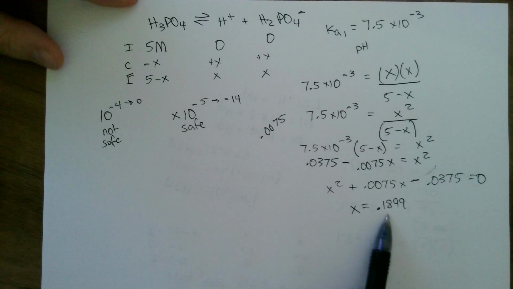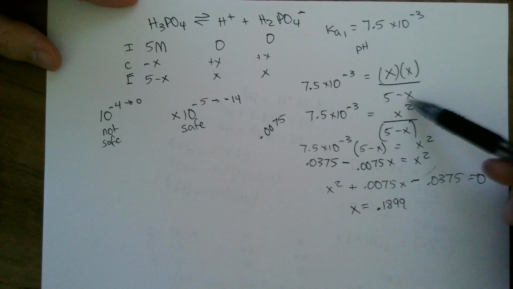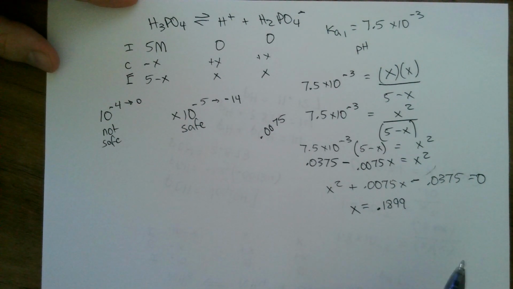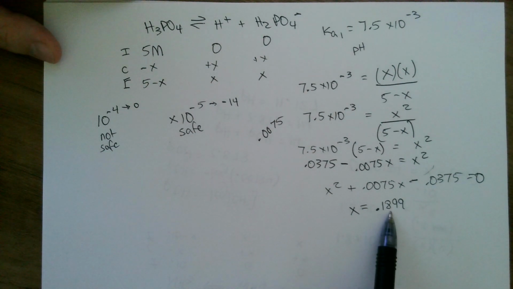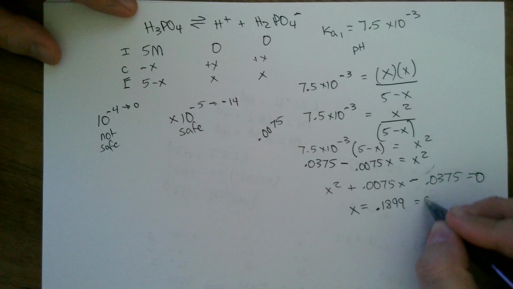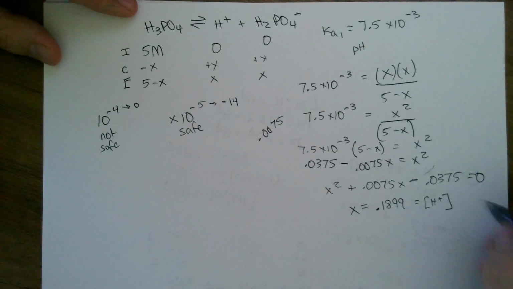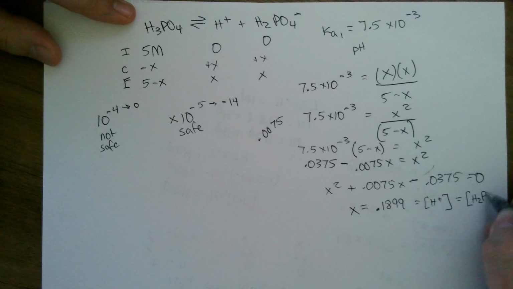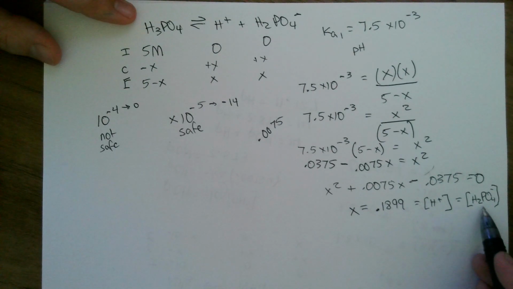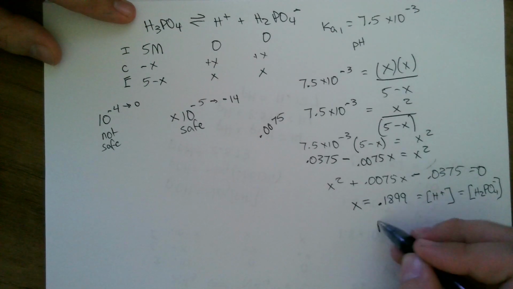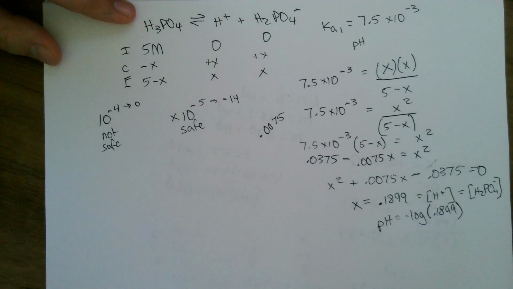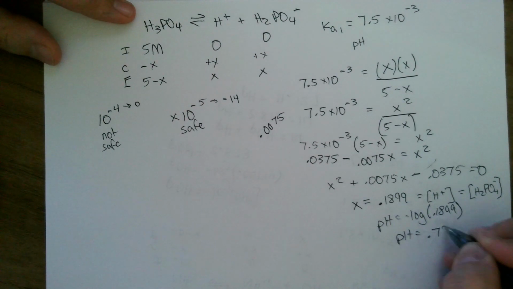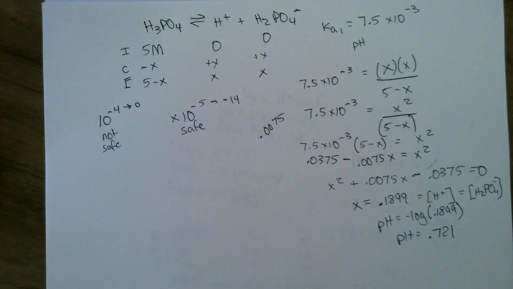X is a pretty large number here, actually. So if I did 5 minus x, that would be a pretty significant change. The threshold is usually like a 5% change is too much, but this is fine. X is 0.1899, so that's my H plus concentration. It's also my concentration of H2PO4 minus, which is one of the things I was trying to find. So I found that part of my answer. Now I just need the pH, which is just going to be the negative log of my H plus. pH equals 0.721. You gotta love this part of chemistry where every problem takes a full page to solve.